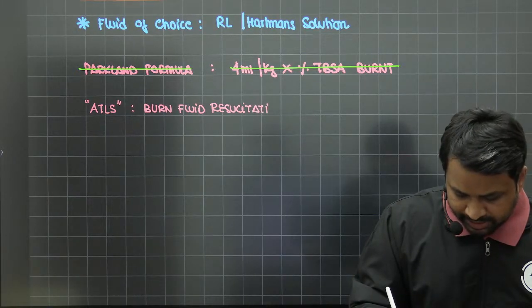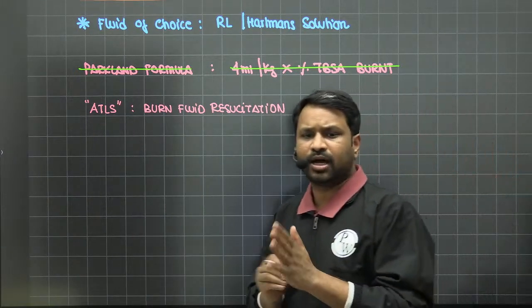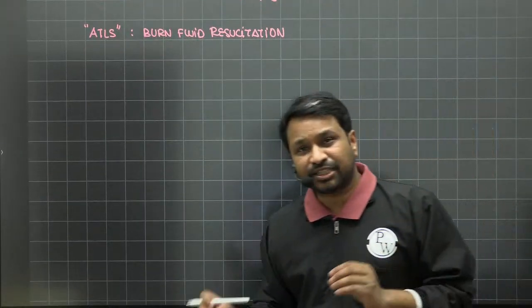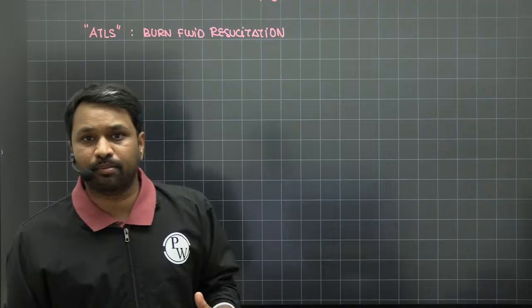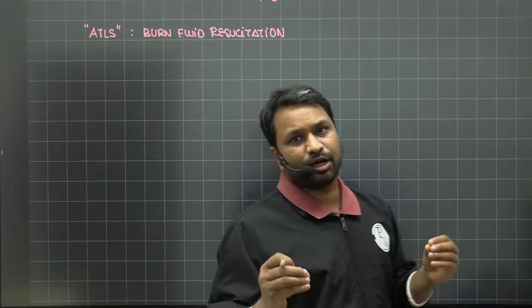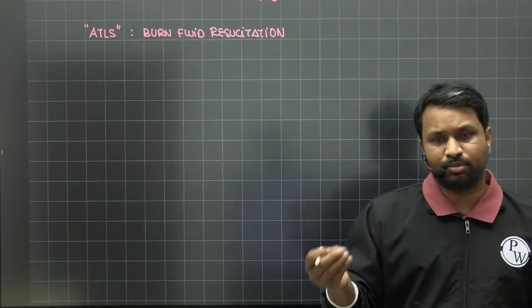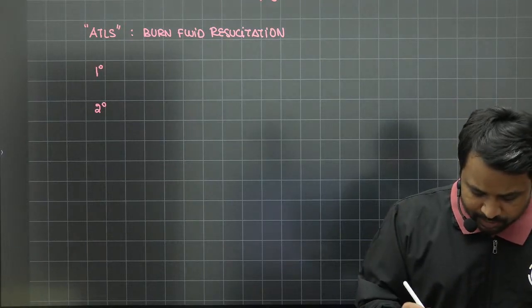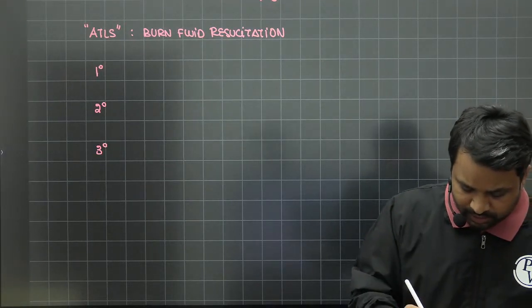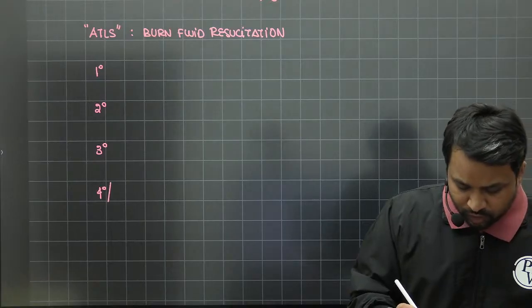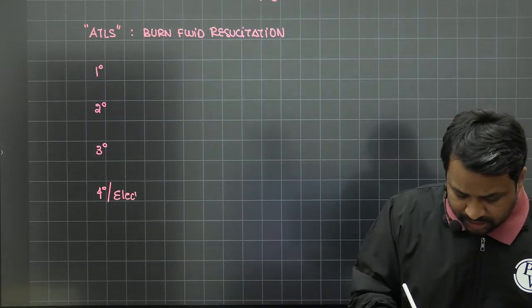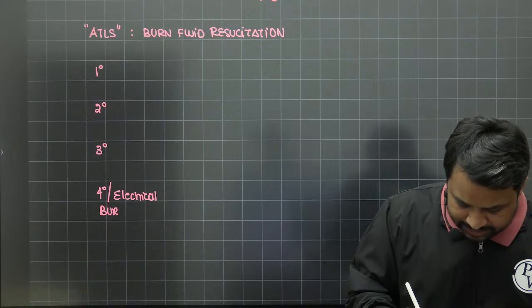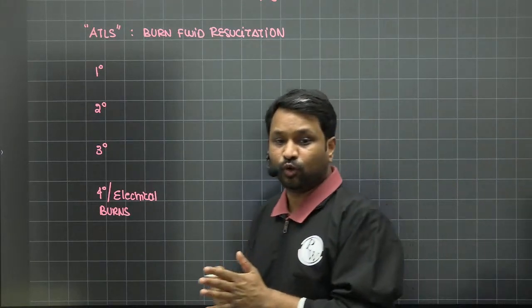In the ATLS burn fluid resuscitation, rather than trying to give a random number, let's categorize based upon the depth of the burns that we have. We remember we had first degree burns, second degree burns, third degree burns, and fourth degree, which is deeper, involving the underlying structures, or special burns like electrical burns. So ATLS says that we are going to categorize the burn into 4 different degrees.